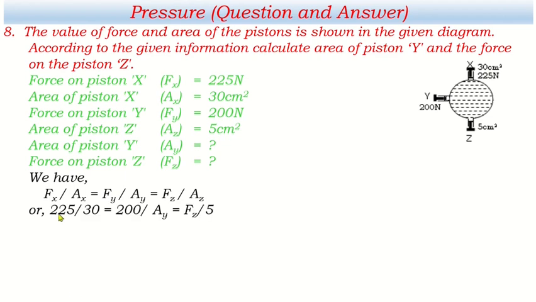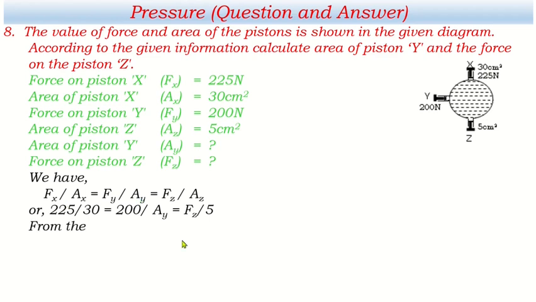Look at this. The values taken are Fx 225, Ax 30, Fy 200, and Ay we have to find out. That's why the same symbol is written. Fz we have to find out. The same symbol is written. Az is 5. Now we are going to find out Ay first. Where is Ay? Here it is.